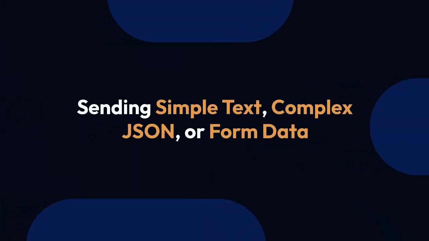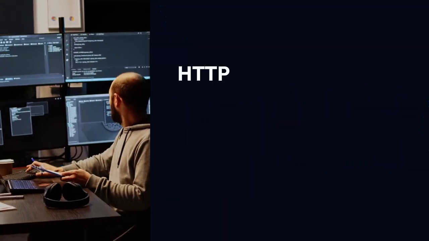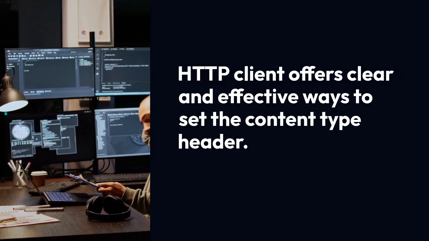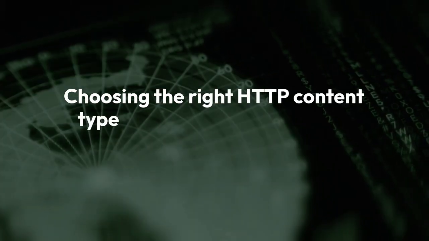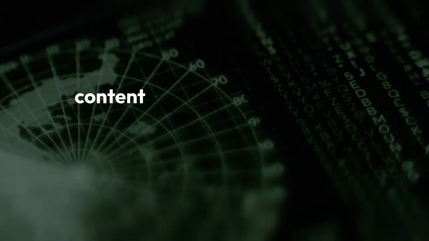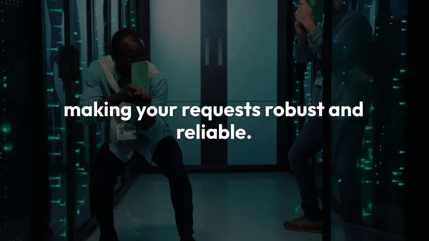So, whether you're sending simple text, complex JSON, or form data, HttpClient offers clear and effective ways to set the content type header. Choosing the right HttpContent type, like StringContent, JsonContent, or FormUrlEncodedContent, automatically handles most of this for you, making your requests robust and reliable.